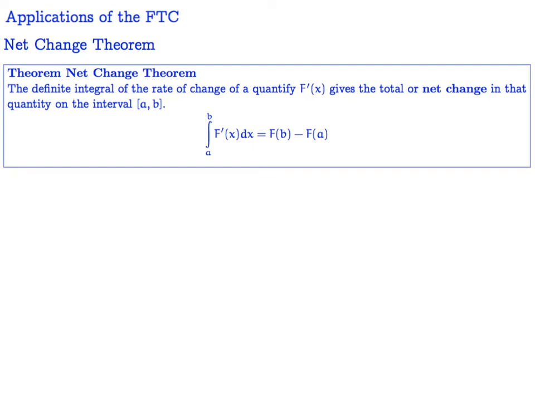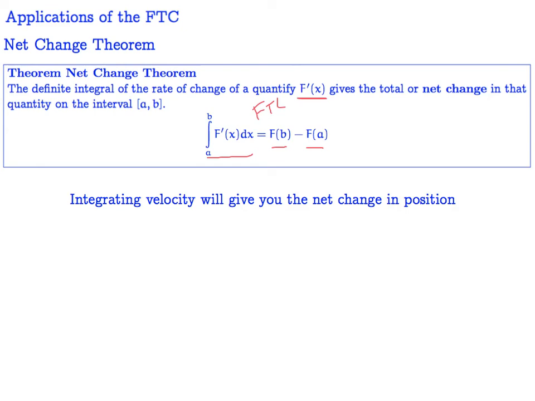So the net change theorem says that the definite integral of the rate of change of a quantity, so in our example before, f prime represented our velocity, gives the total or net change in the quantity on the interval. So when we take this definite integral, we can use the fundamental theorem of calculus, and it'll give us f of b minus f of a. So what we end up with is not the total distance traveled, but the net change in our position. So integrating velocity will give you net change in position. I really can't iterate this enough. But a really important question is, well, how do we find the total distance traveled instead?